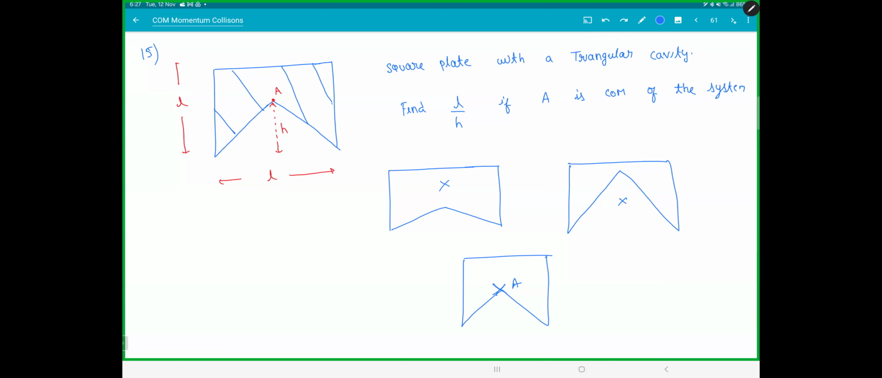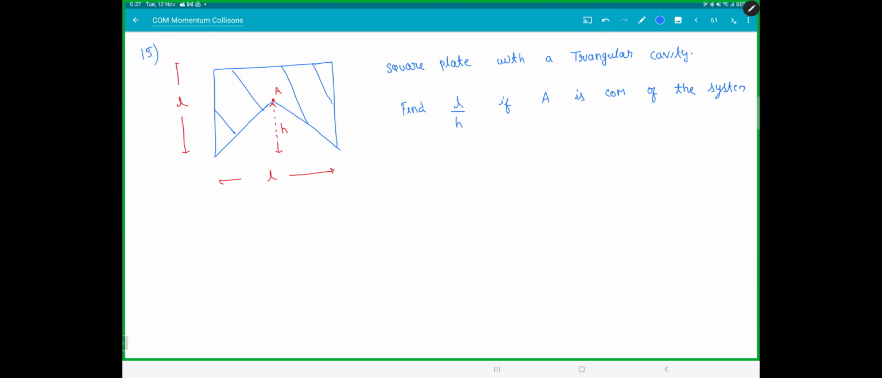Is the question making sense? After removing the triangle, it is observed the apex of the triangular cavity becomes the center of mass. Then what is the ratio of L by H? Is the question clear, everyone? Try. This would be an advanced question. But again, whatever I taught you, the idea is still the same.